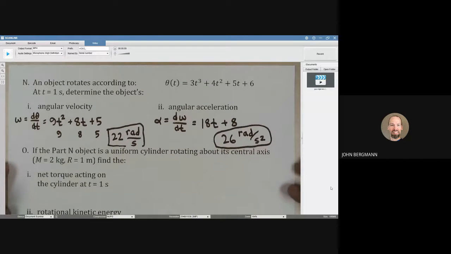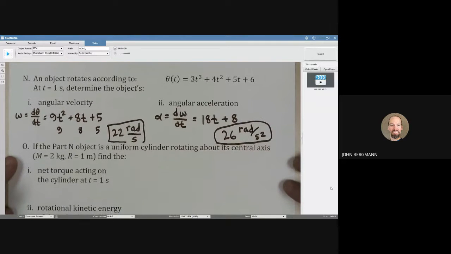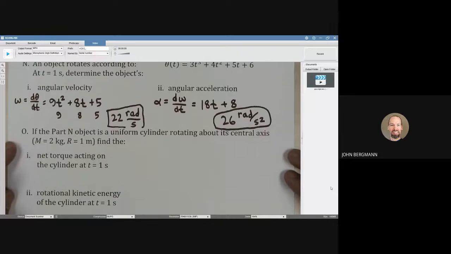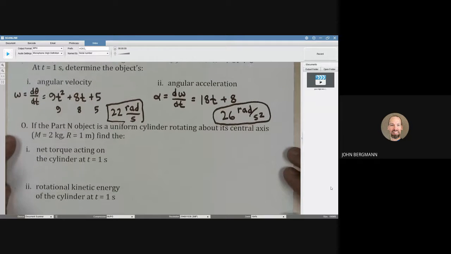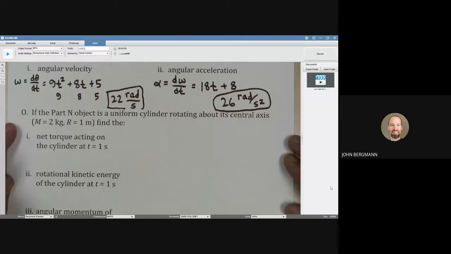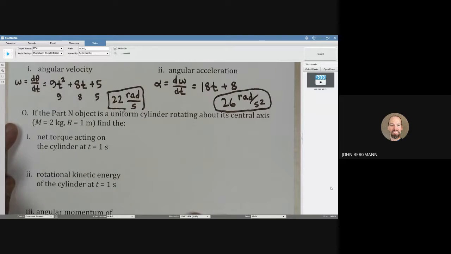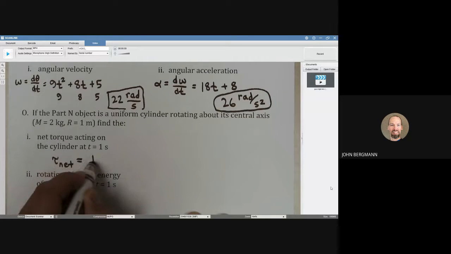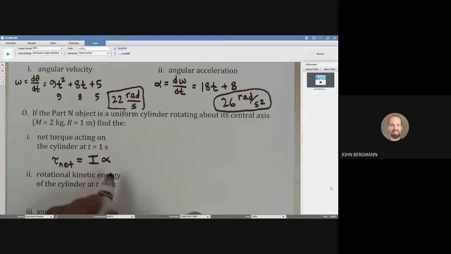Letter O. If the object is a uniform cylinder rotating about its central axis, there's its mass, there's its radius, find the net torque acting on the cylinder at t equals 1 second. All right, so let's see. Net torque. How do we do this? What's net torque? Net torque, according to Newton's second law for rotation, is I times alpha. We know what alpha is for 1 second. It's 26. And we're looking for net torque.